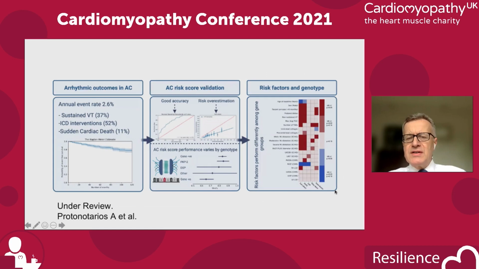We're seeing this in ARVC. This is a summary of a study from one of our own research fellows, Alex Protonotarius, looking at an existing score that's out there for predicting risk in arrhythmogenic cardiomyopathy. And here its performance depends upon the kind of gene mutation that you have. Showing us the future where we're going to be moving towards perhaps gene-specific tools for estimating risk.